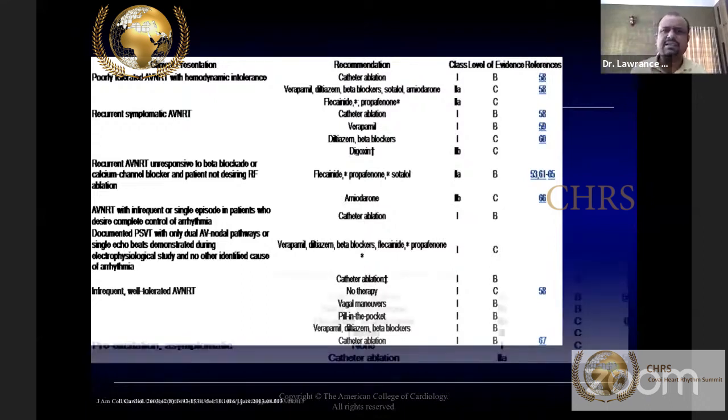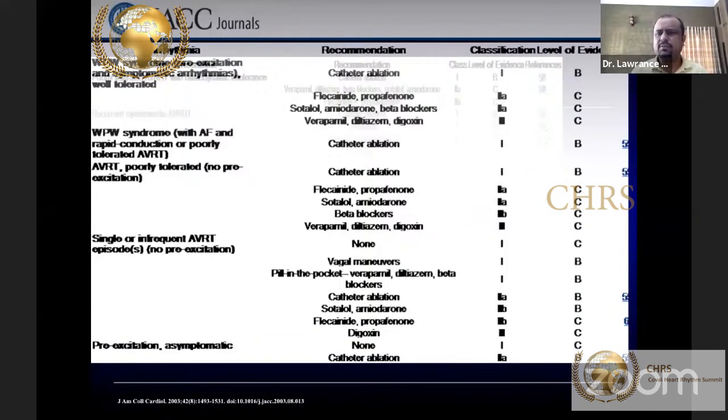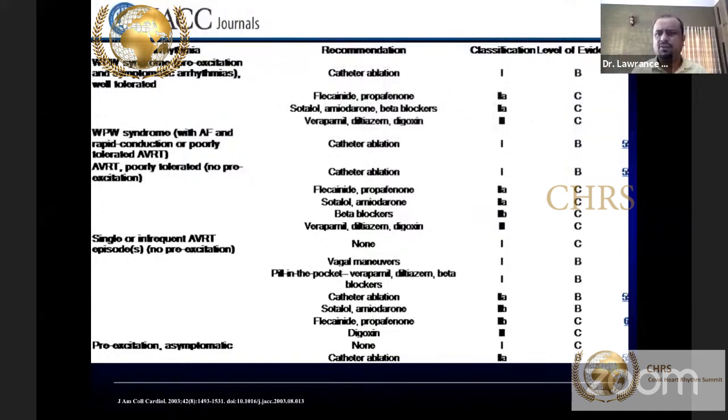But if the patient has WPW syndrome, catheter ablation remains class 1, because patients with WPW syndrome, although they may look very benign, run a risk of sudden cardiac death if the pathway conducts atrial fibrillation. If the patient develops atrial fibrillation and the atrial fibrillation goes through the pathway, it's a life-threatening condition.